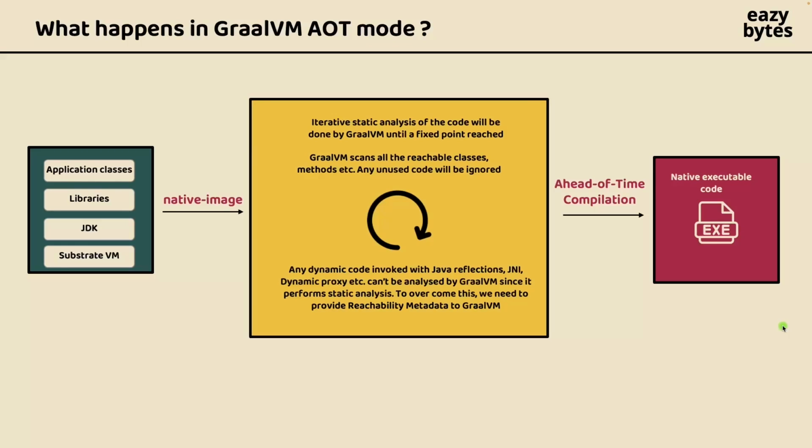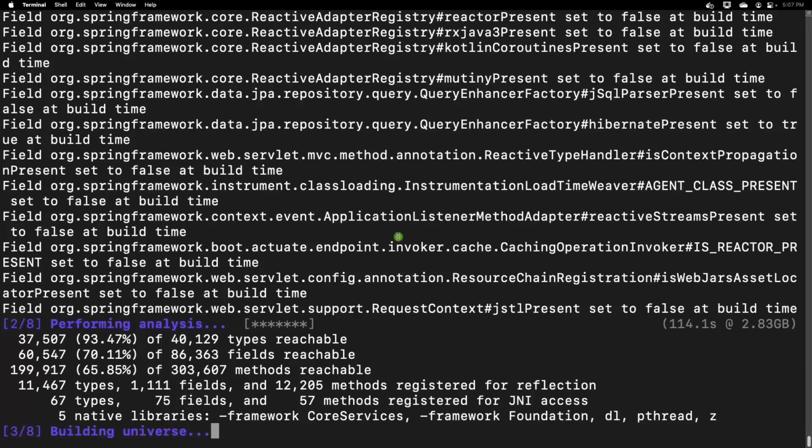Now let's see what the output is inside the terminal. Here you can see my terminal is still executing the commands. If you see the metrics here, it has scanned over 40,000 classes, and out of them it identified only 37,507 classes as reachable, which means the remaining classes it is going to ignore. Similarly, it has identified 86,000 fields, out of which only 60,547 fields are being used inside our application. Coming to the methods, there are 3 lakh methods it is trying to scan, out of which only around 2 lakh methods are being used.